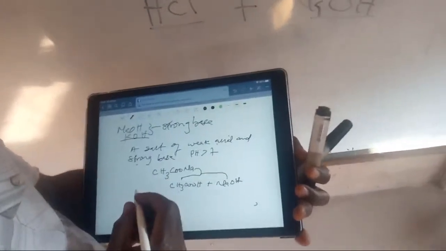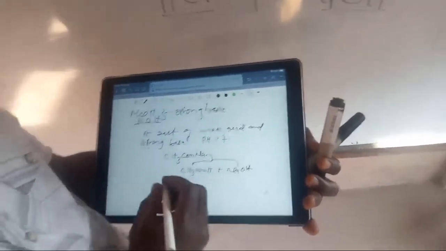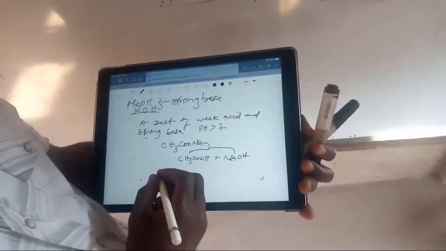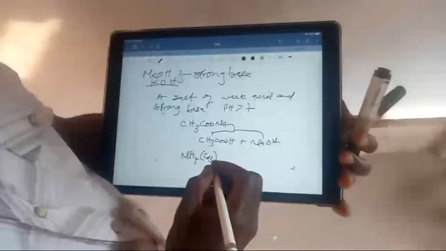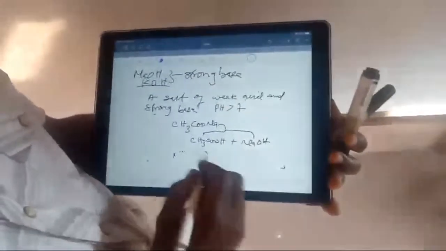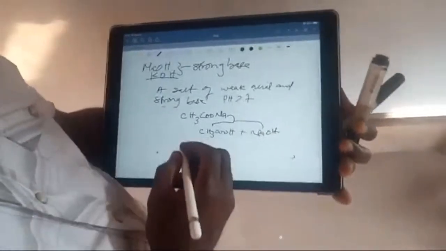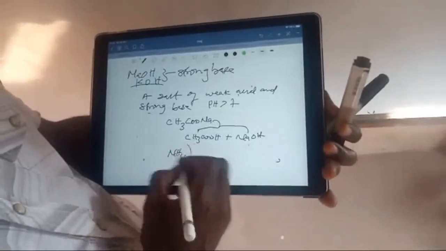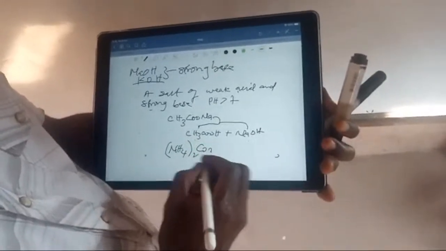So not the least, salt of weak acid and weak base. Weak acid, weak base. Is this formula scientifically correct? Don't think. Ammonium carbonate. This is a salt of weak acid and weak base.